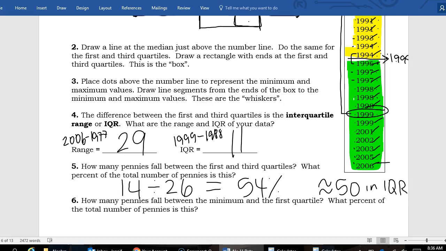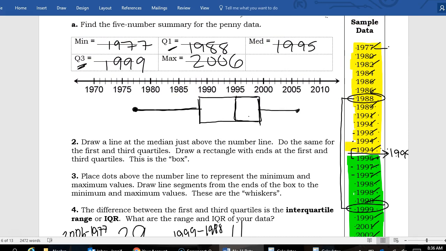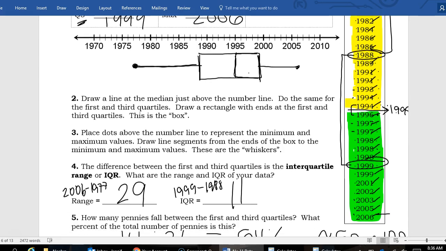Number 6, how many pennies fall between the minimum and first quartile? Minimum and first quartile. So we're going to count how many in this chunk right here. 1, 2, 3, 4, 5, 6. 6 or 7, depending on if we include that 1988 value.